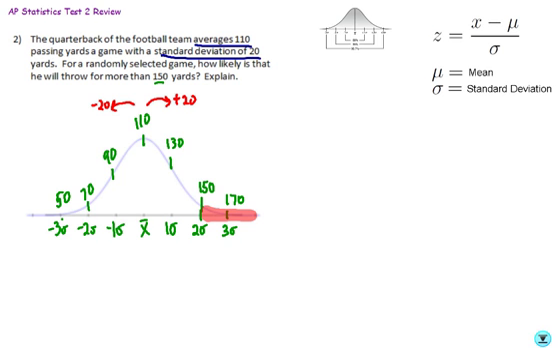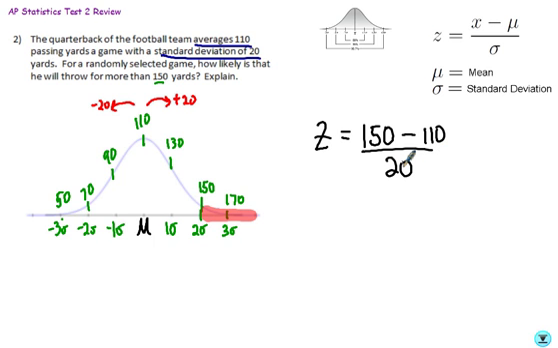So our z-score here is that we're going to take the number that we're looking for, which is 150, and we're going to subtract the mean. Another notation for mean is x bar, but we're also using the mu notation here. So our mean is 110, and then our standard deviation, which in this case they tell us is 20.